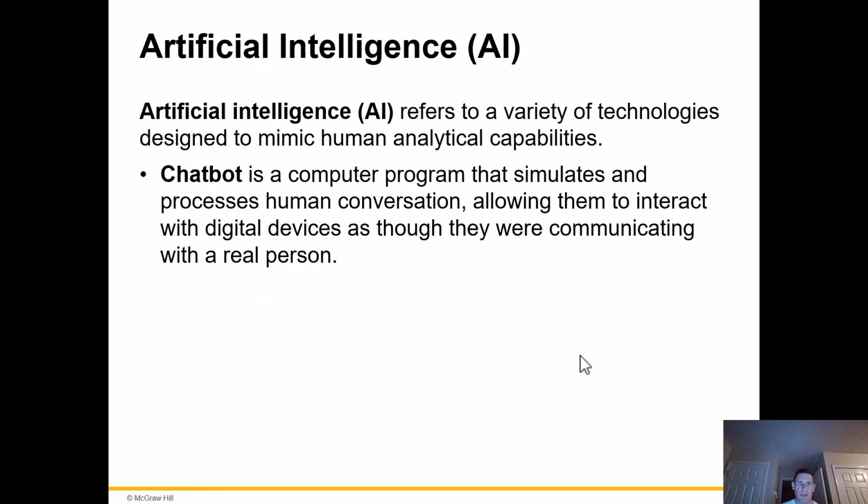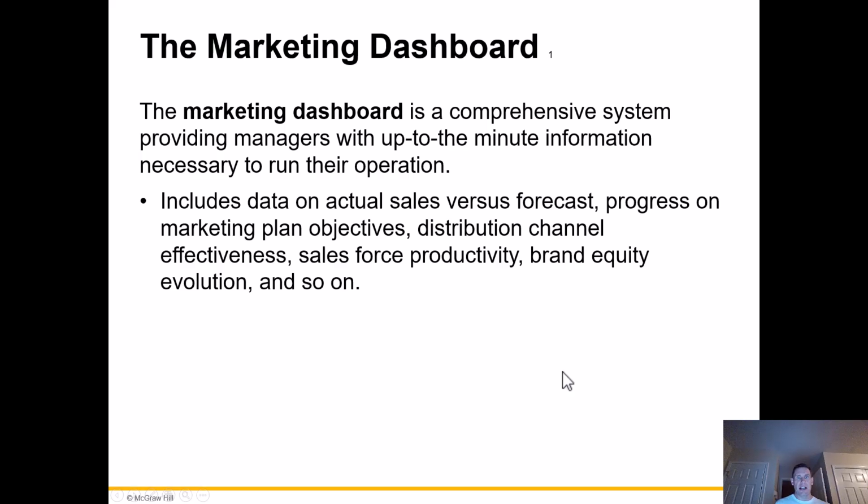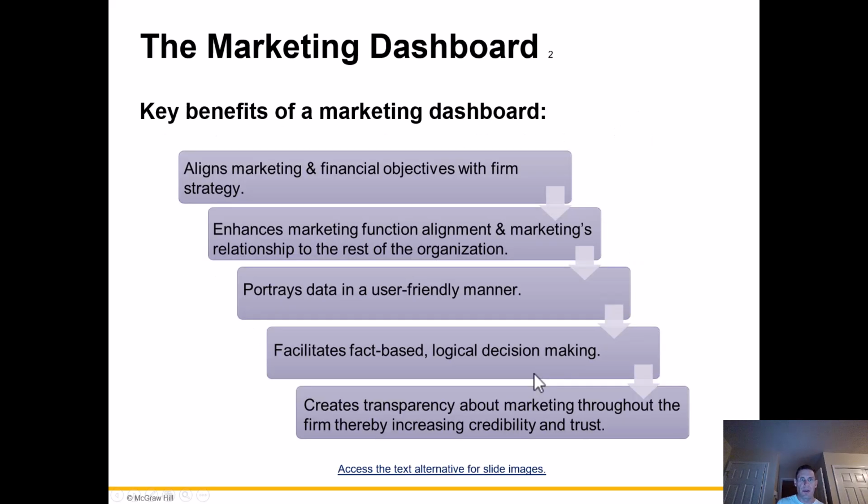Everybody's heard of AI at this point, artificial intelligence, which refers to a variety of technologies designed to mimic human analytical capabilities. A chatbot, and you probably heard that term before, is a computer program that simulates and processes human conversation, allowing people to interact with digital devices as though they were communicating with a real person. The marketing dashboard is a comprehensive system providing managers with up-to-the-minute information necessary to run their operation. This can include data on actual sales versus sales forecast, progress on marketing plan objectives, distribution channel effectiveness, sales force productivity, brand equity evolution, and so on and so forth.